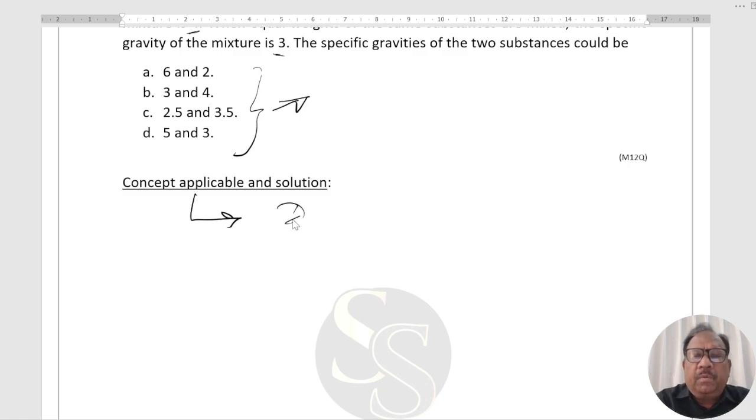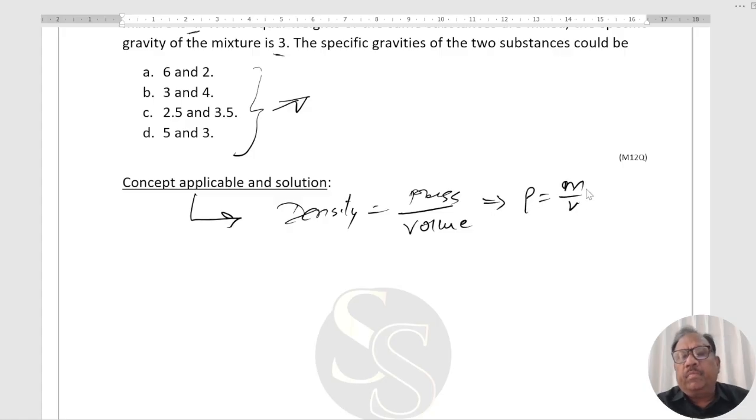You know, density equal to mass upon volume. That is rho equal to m upon v, or m equal to rho v. You can use this. Now, two cases are there. Case 1.